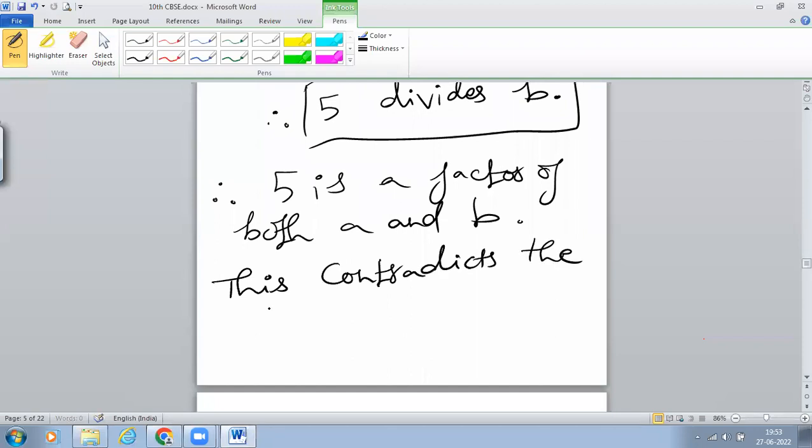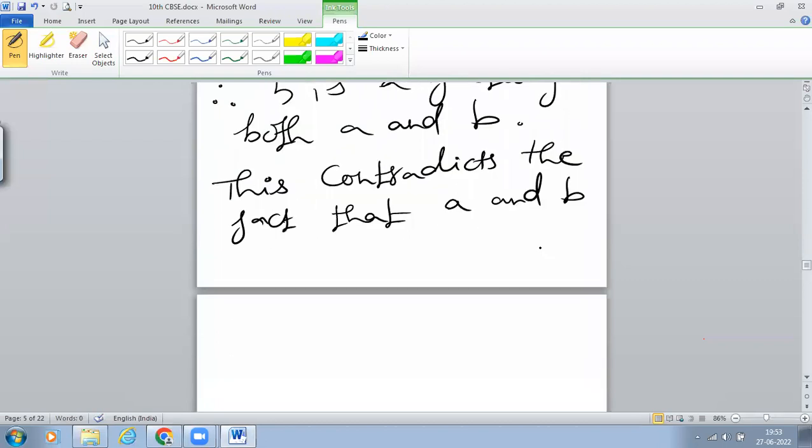a and b are co-prime. We have taken a and b as co-prime, but here we are getting that a and b have a common factor, that is 5. So that is why we write that this contradicts the fact that a and b are co-prime, because co-prime means they should not have any common factor except one.